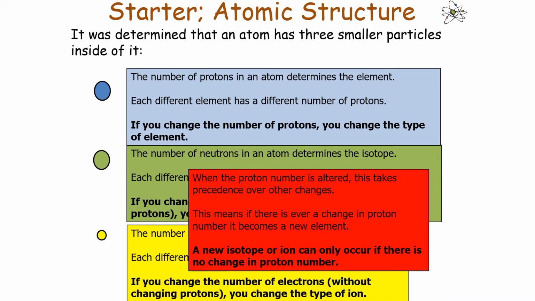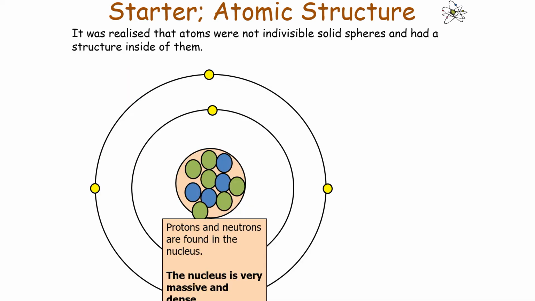Now when the proton number is altered, this takes precedence over all other changes. So if you ever change the proton number in an atom, it becomes a new element. A new isotope can only occur if there is no change in proton number, which is also the same for an ion. Now protons and neutrons are found in the nucleus, so the nucleus is very massive and dense.